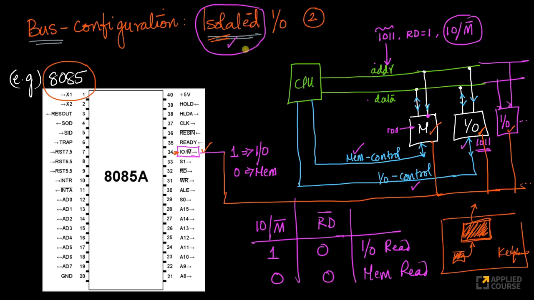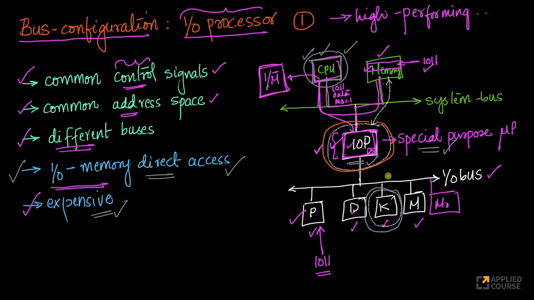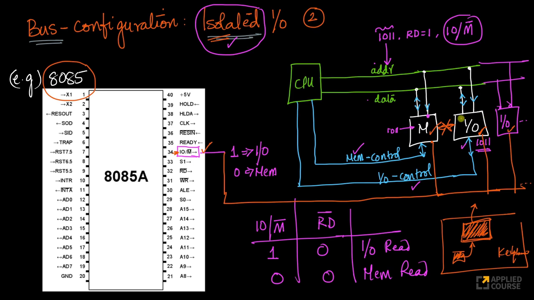But in this isolated IO configuration, your IO devices cannot communicate with memory directly, unlike IO processor based systems, where IO devices can directly communicate with memory, just like the way they communicate with the CPU. In this setup, memory and IO devices cannot talk to each other, because all the data from your IO devices has to pass through the CPU. So if you want to get some data from this IO device and store it in memory, first it goes to the CPU, gets stored in a CPU register, then we copy that from the CPU register to the memory. That's how it has to work here.